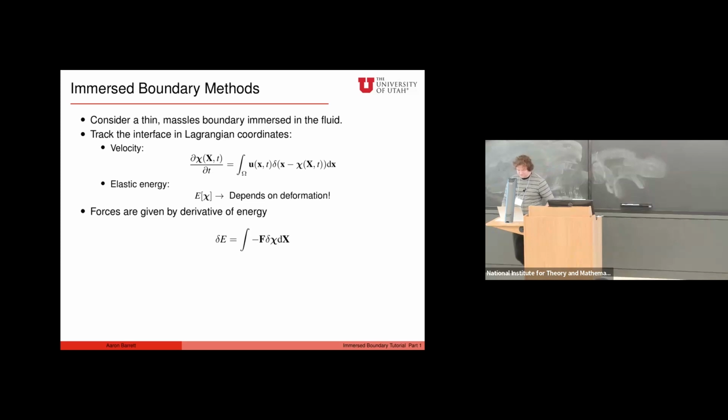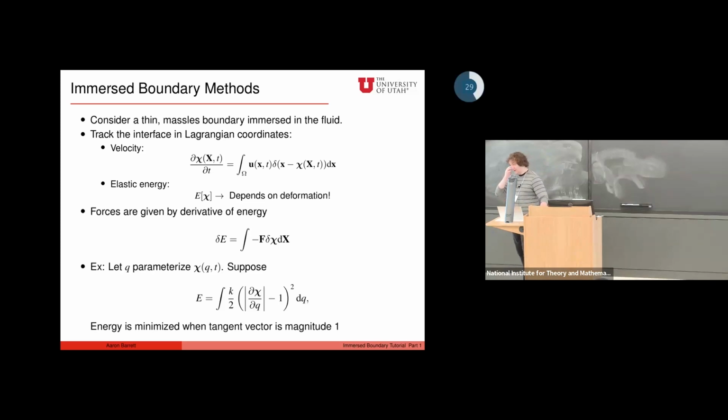And so an example that I think is fairly common in immersed boundary methods is an energy associated with tension in the structure. And so if we have a parameterized structure, this energy is minimized when the tangent vector is magnitude 1.